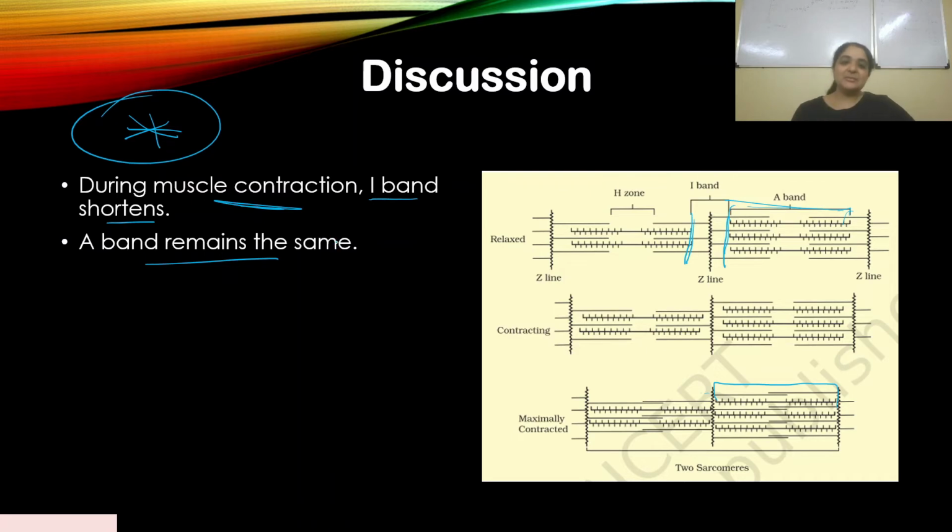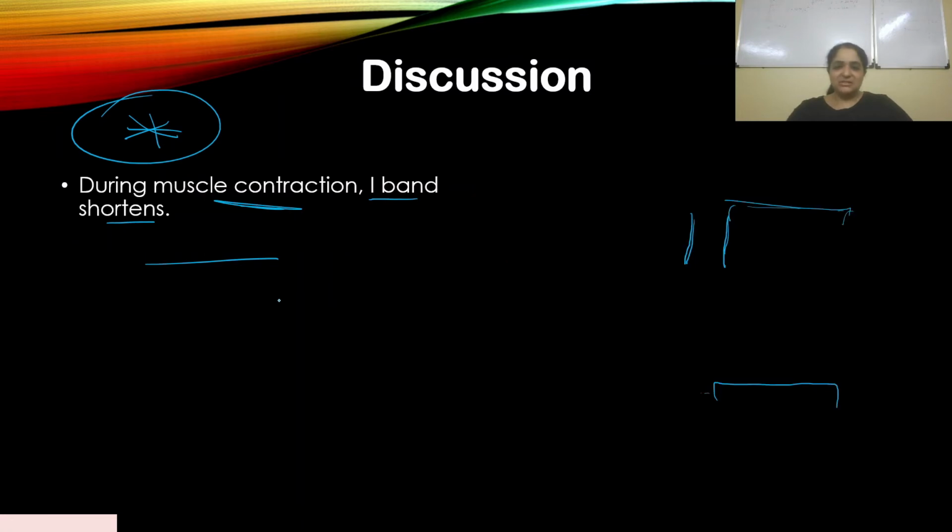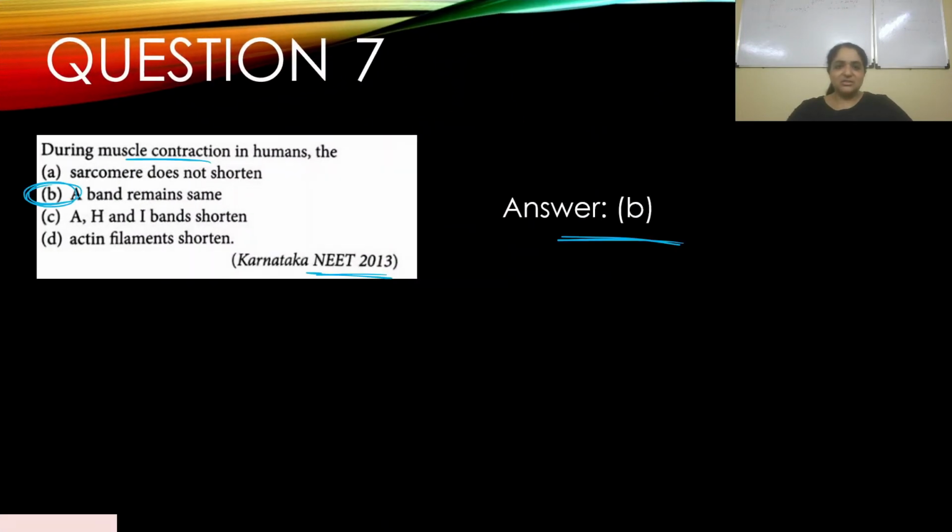But this is a very important piece of information for you to remember for your exam. So I guess there's not much explanation to this. During muscle contraction in humans, the A band remains the same. Okay, to answer your question.